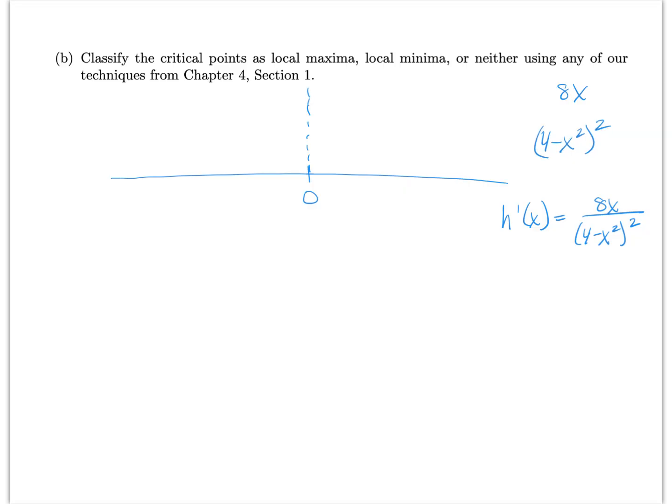So 8x is going to be negative when x is less than 0 and positive when x is bigger than 0. And (4 minus x squared) squared is always going to be positive because whatever this value comes out to, we're going to square it and get a positive number. So h prime, which is a negative divided by a positive, is negative here. And in the next interval from 0 to infinity, it's a positive divided by a positive, which is positive. Okay, so that means that h goes from decreasing to increasing, which means 0 is a local min.